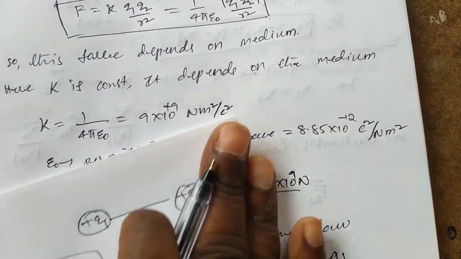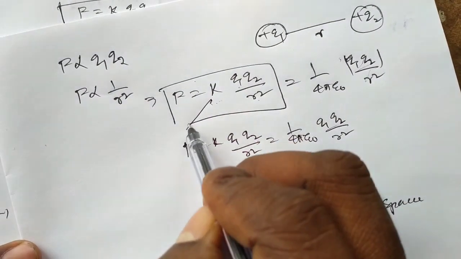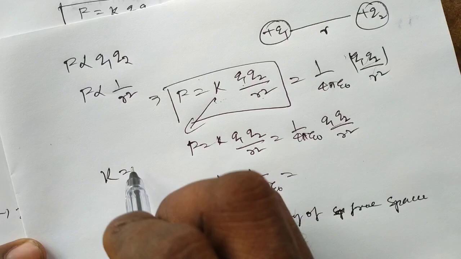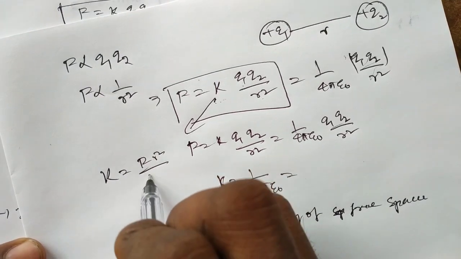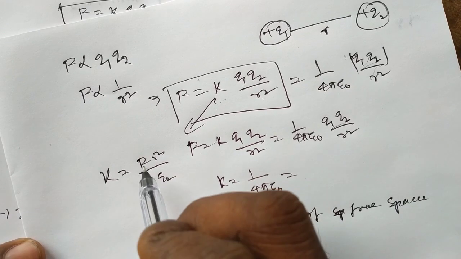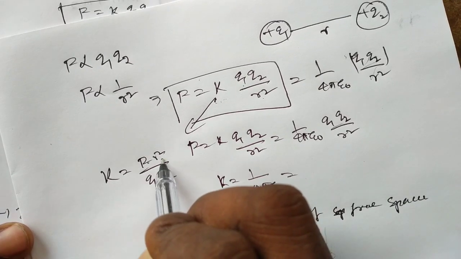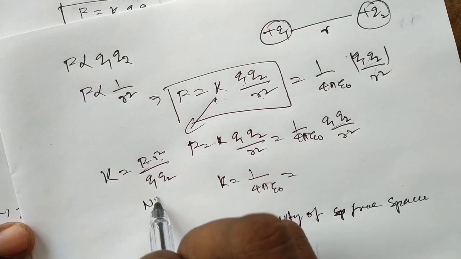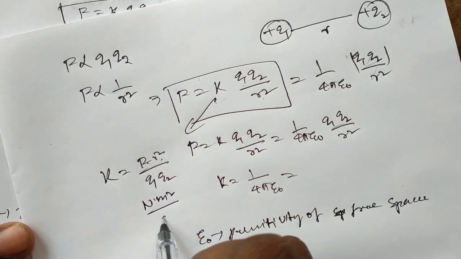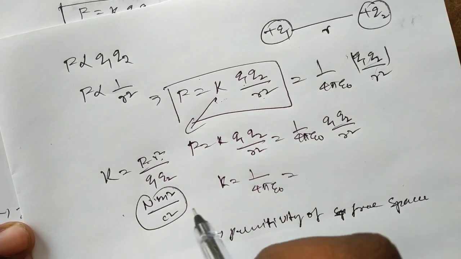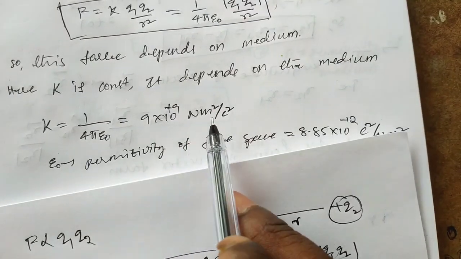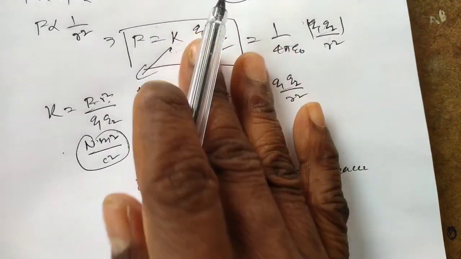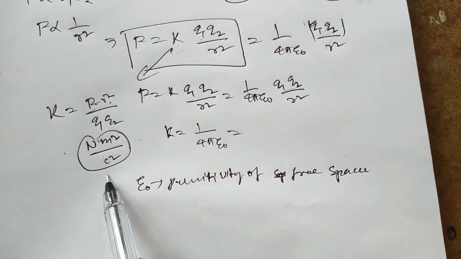K can be simplified from this equation: K is equal to F R square by Q1 Q2. F is in Newtons, R square in meter square, and Q square in Coulomb square. So the unit of K is Newton meter square per Coulomb square.